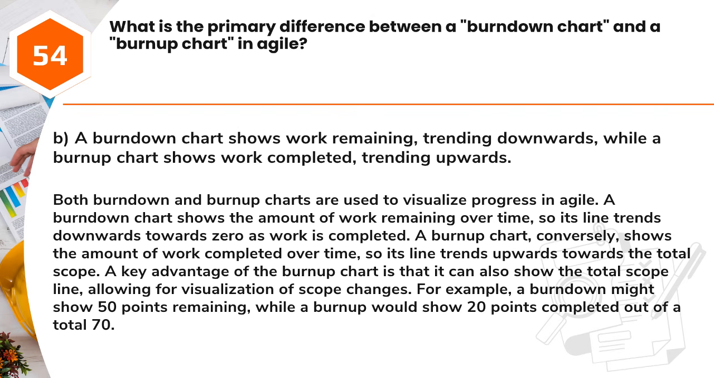the total scope. A key advantage of the burn-up chart is that it can also show the total scope line, allowing for visualization of scope changes. For example, a burn-down might show 50 points remaining, while a burn-up would show 20 points completed out of a total 70.